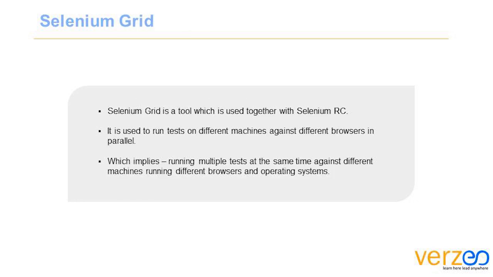And then comes the Selenium Grid, which is a tool that is used together with Selenium RC. It is used to execute the tests on different machines against different browsers in parallel, which implies it allows running multiple tests at the same time against different machines which are running on different browsers and operating systems. So this was all about these Selenium components.